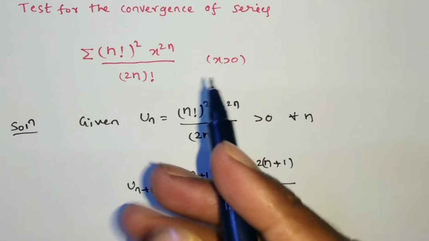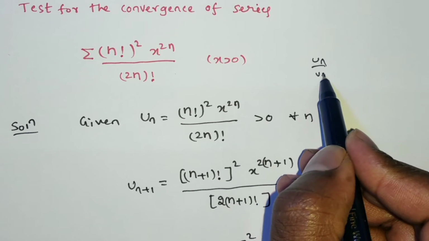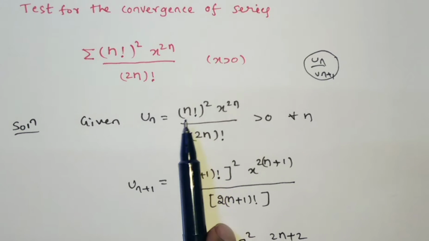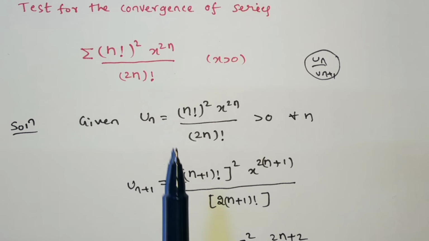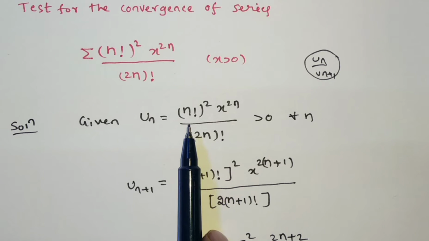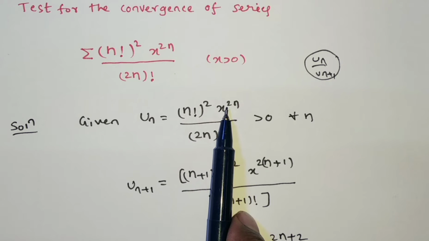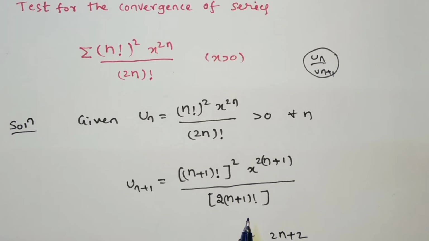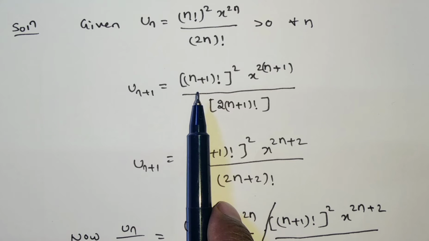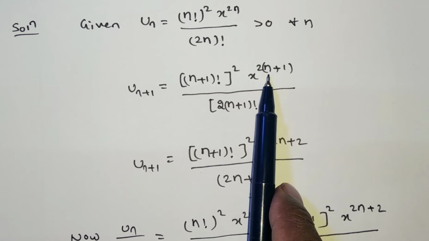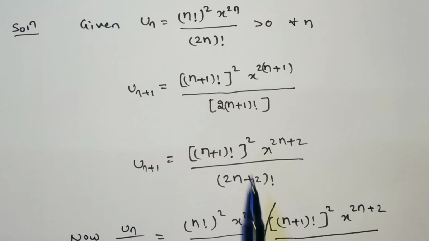So in the ratio test we need to find u_n by u_(n+1). In place of n, I have to substitute n plus 1. It is not like a repeated series form; this does not contain the previous terms. So directly you put n is equal to n plus 1. So (n plus 1 factorial) whole square x to the power of 2 into (n plus 1) by 2 times (n plus 1) factorial. If you split this, you can write it as (n plus 1 factorial) whole square x to the power of 2n plus 2 by (2n plus 2) factorial.